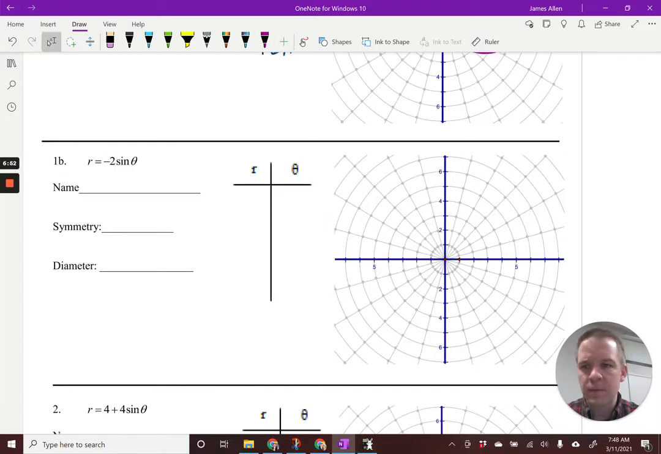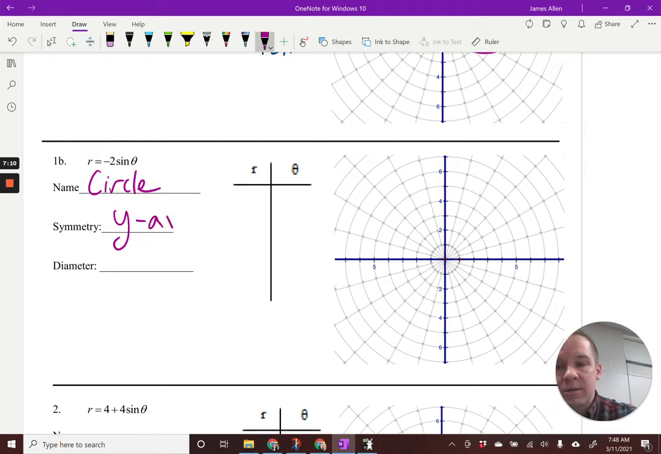Let's try another. All right, so let's do a little bit of thinking here before we just go right back to the calculator. I think we'll try and do this one by hand. Again, this is a circle equation, right? Circle. Now it's symmetry. For the other one, it was cosine, which was x-axis symmetry. Perhaps we could then infer that the symmetry on this one's going to be y-axis symmetry. Lovely. Now our diameter, there's a 2 out front. It's -2, but that diameter is going to be a positive value. That positive value is going to be 2.